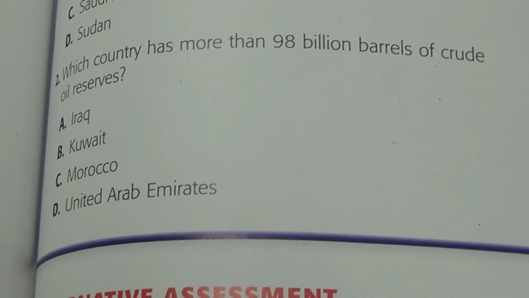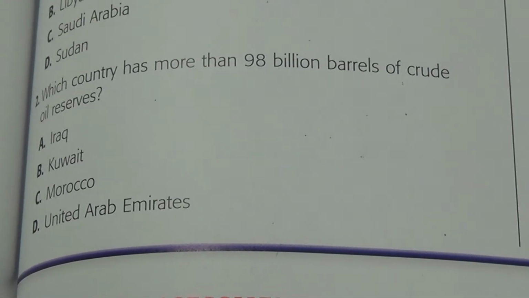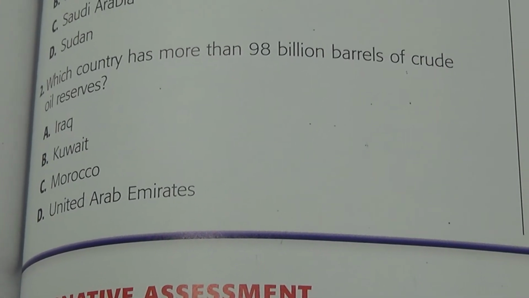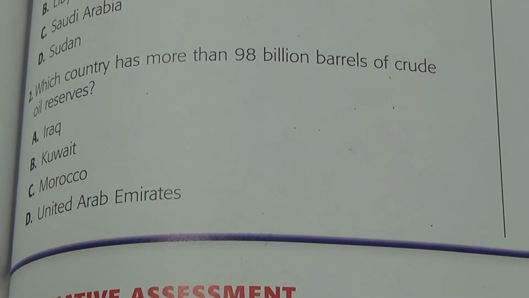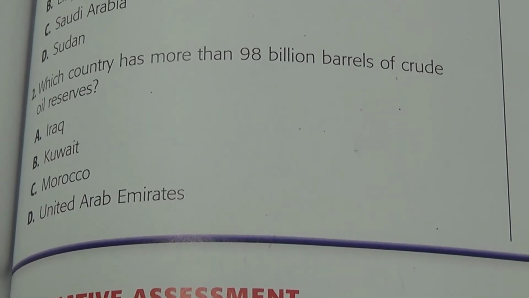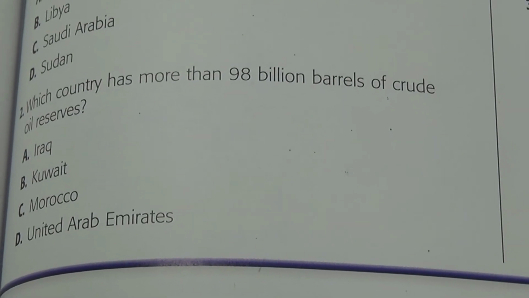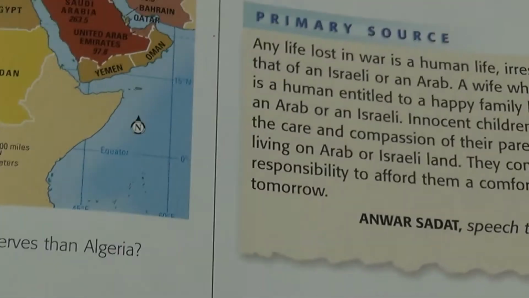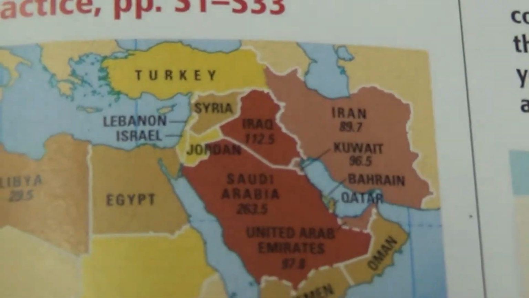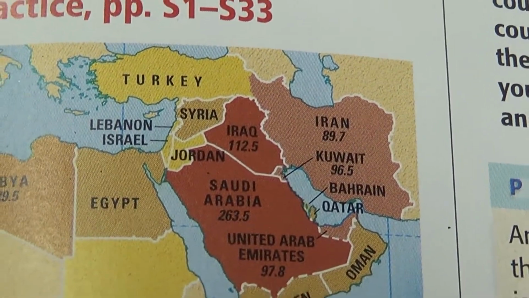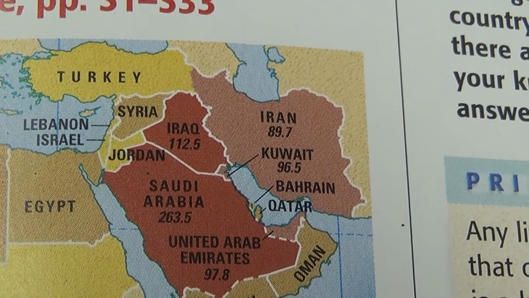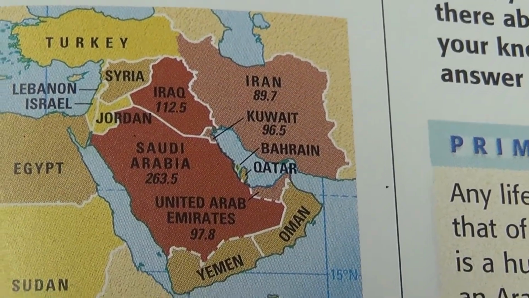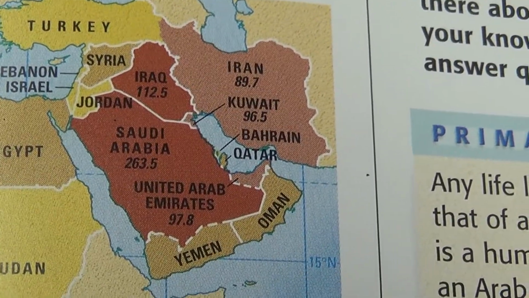Question number 2 says, which country has more than 98 billion barrels of crude oil reserves? A, Iraq, B, Kuwait, C, Morocco, D, the United Arab Emirates, or the UAE? So if we look at Iraq, it is like a reddish color. That says 112.5, so that is more than 98 billion barrels of crude oil in reserve. And so we know it's going to be the answer.